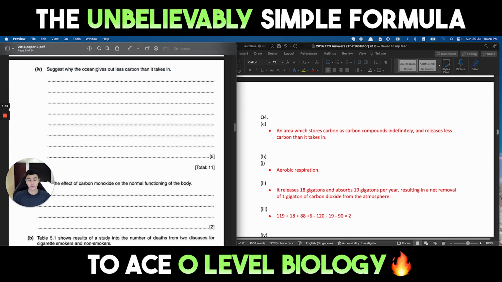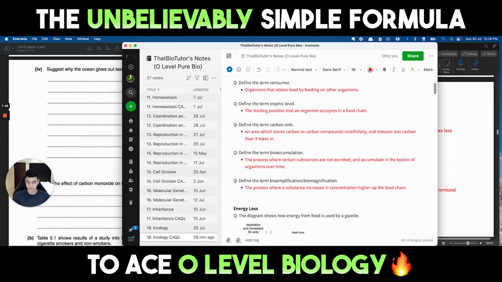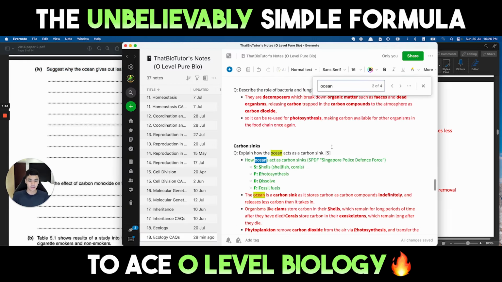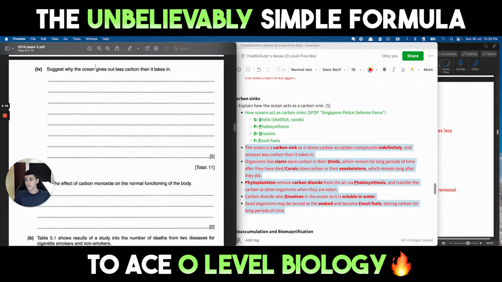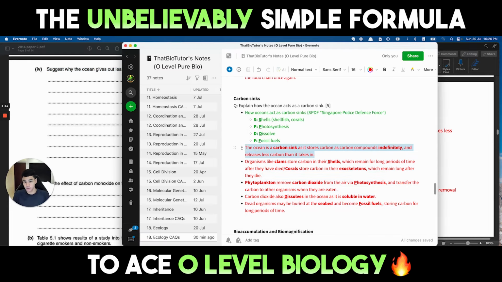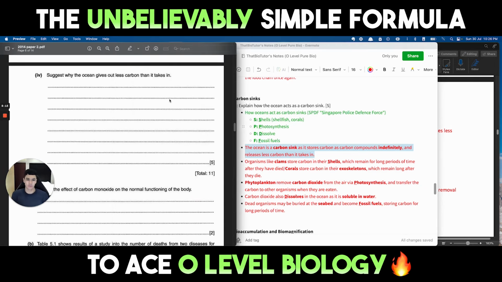This is about the ocean being a carbon sink. Guess what? We have a memory shortcut for it. Let me search ocean, and here we go. This is the answer for how the ocean acts as a carbon sink. But we cannot just copy and paste because they say suggest why it gives out less carbon than it takes in. So you don't have to talk about the first point because the first point is trying to establish that fact. But the question is already stating that, so you just repeat, no point, right?